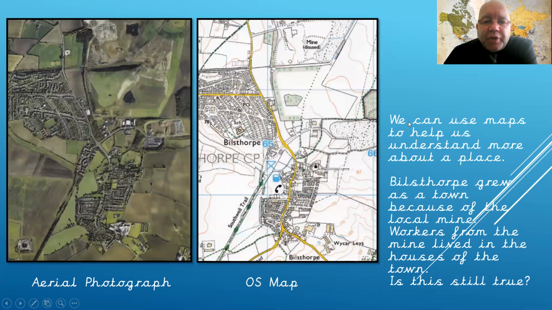Okay, here's another town. Now, we can actually use maps to help us understand more about the place, not just find our way around, but to actually understand the place a little bit better. Now, Bilsthorpe grew as a town because of the local mine. So there was a local mine, and all the mine workers lived in that small town, so that they were close to the mine and could get to work easily. So the town grew up because they needed a place for the miners to live in.